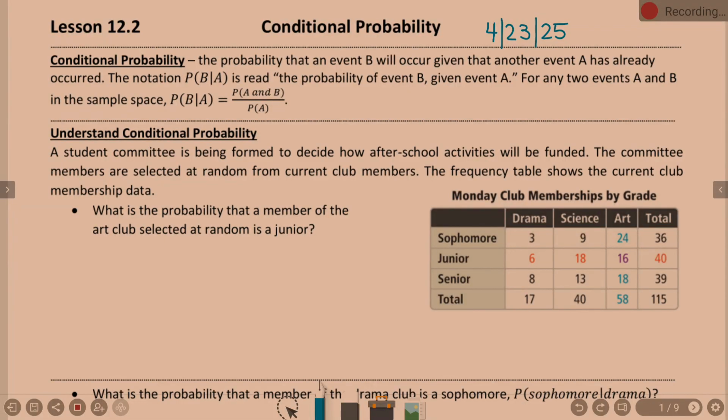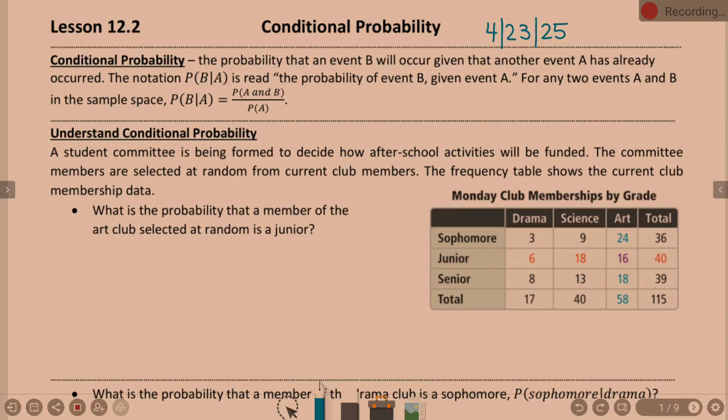Today we are continuing with probability, but lesson 12.2 is conditional probability. Still the basic idea of probability, but when there's a condition involved: the probability that this happens given that this is true. So probability based on a condition. We're going to go through the setup and look at some different examples, of course.